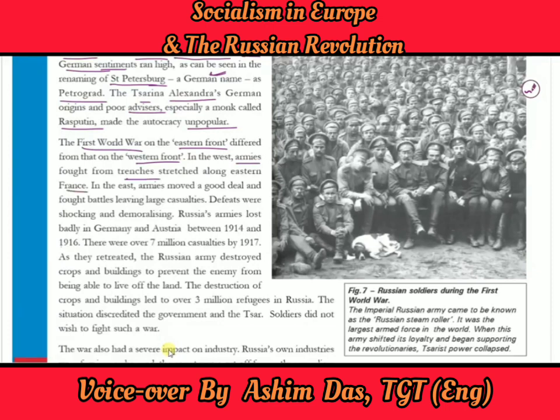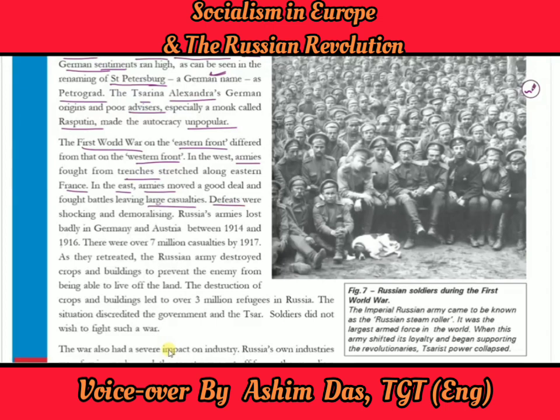The First World War on the Eastern Front, on the eastern border side, differed from that of the Western Front. Why? Because in the West, armies fought from trenches. Trenches are deep structures dug in the earth, where people hide, can fire and are protected also, stretched along the fronts.